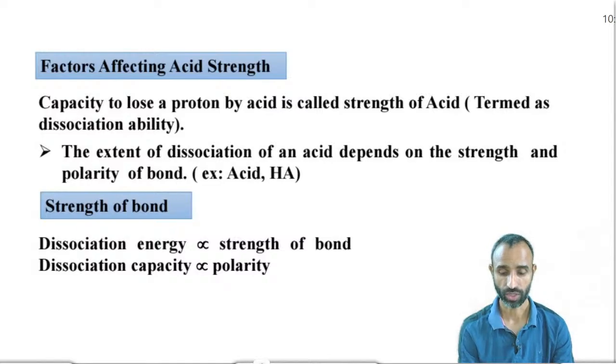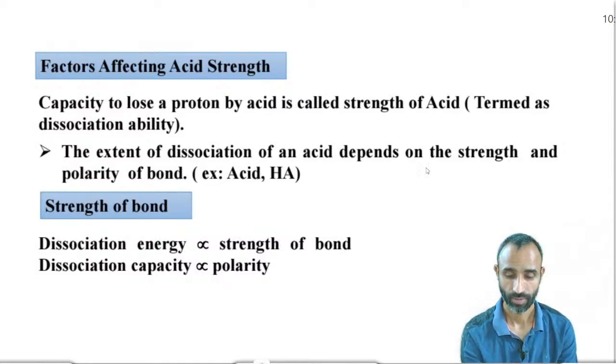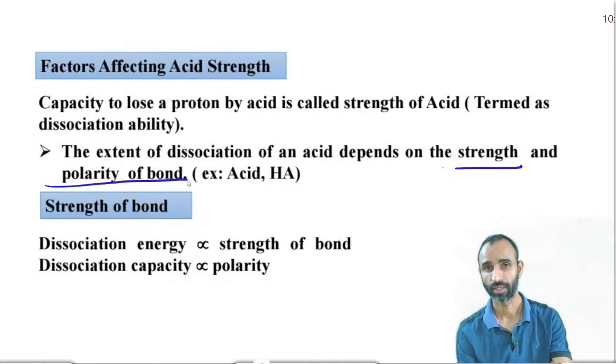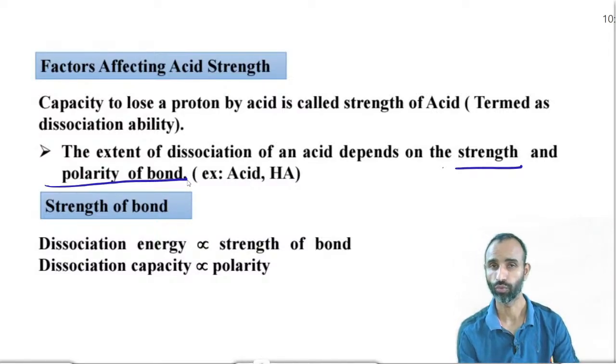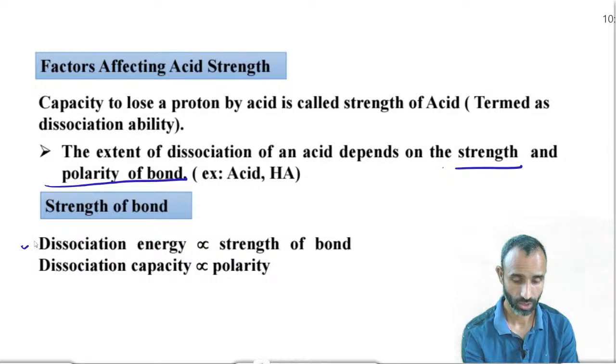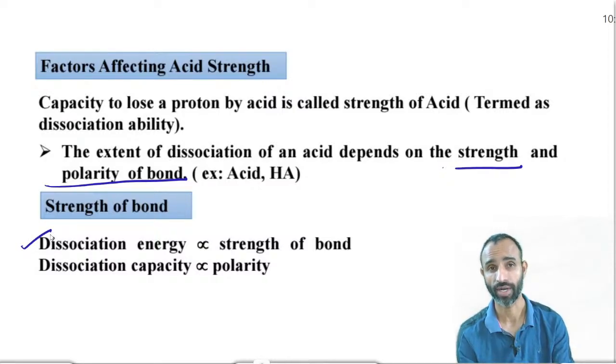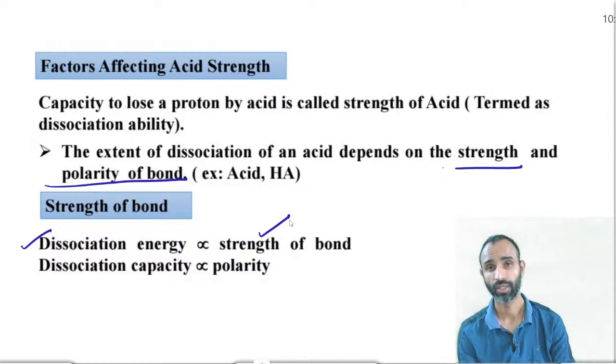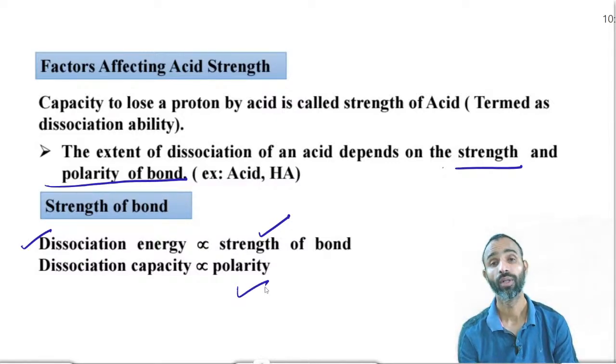And what are the factors which affect the acid strength? So first is strength and polarity of the bond. Both will affect. If it is a strong bond, it is difficult to break. If it is more polar, again it is difficult to break. So the dissociation energy required to dissociate the bond is proportional to the strength of the bond. It is also proportional to the polarity of the bond.